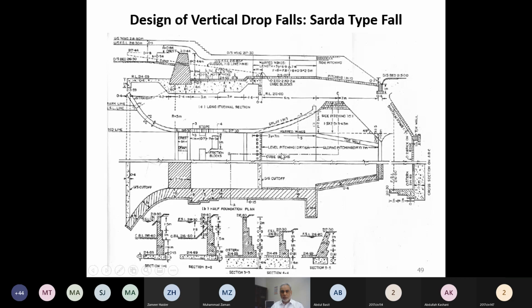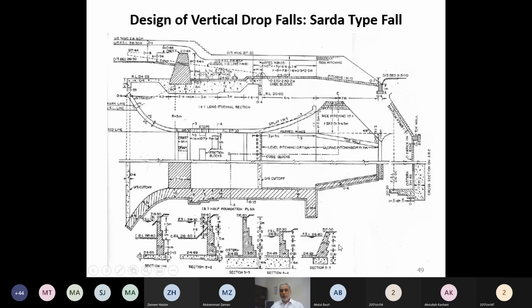Cross section 4 is, I think, for a toe wall. Can anybody see cross section 4? Yes, over here. Cross section 4 is after this, at this location. So that is cross section 4.